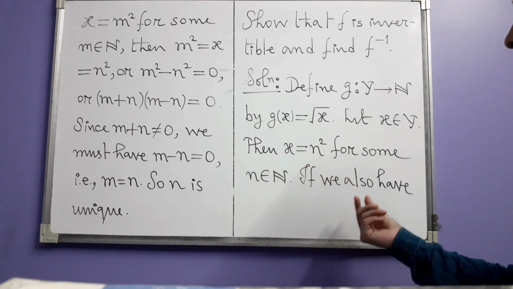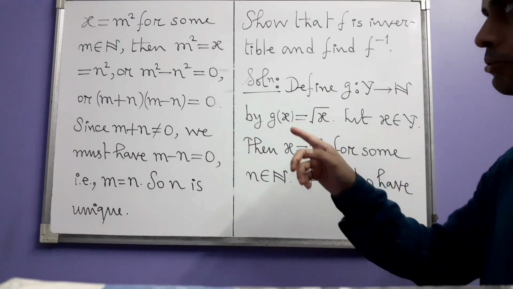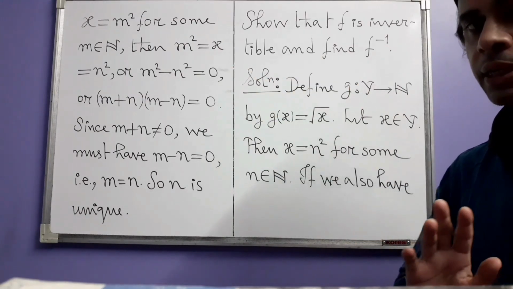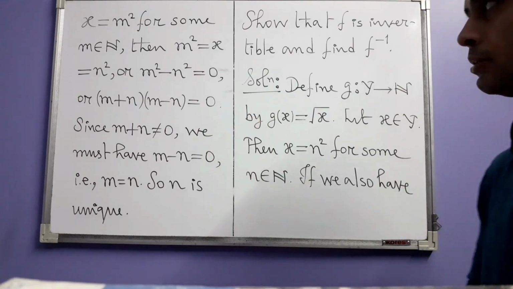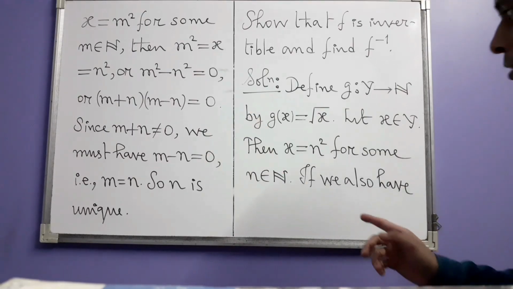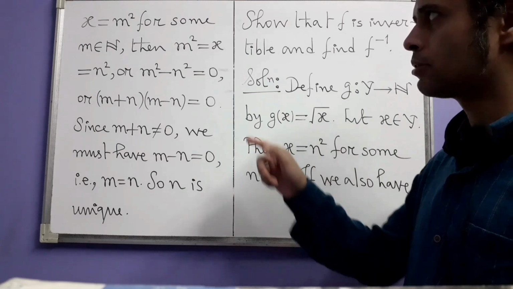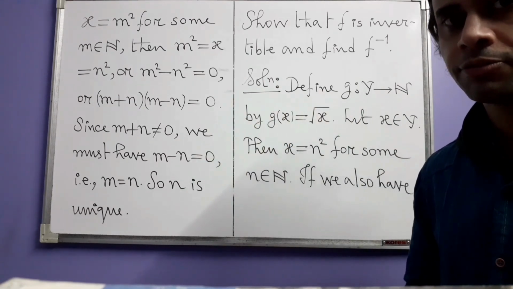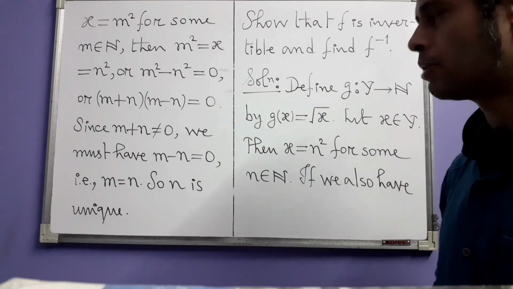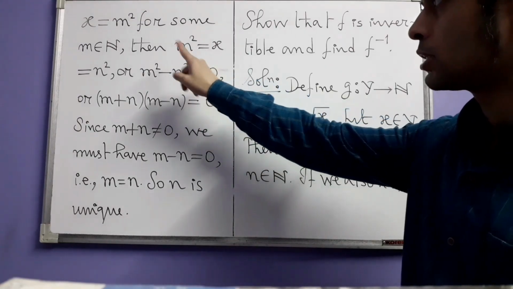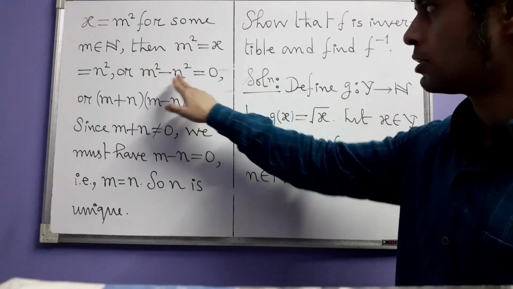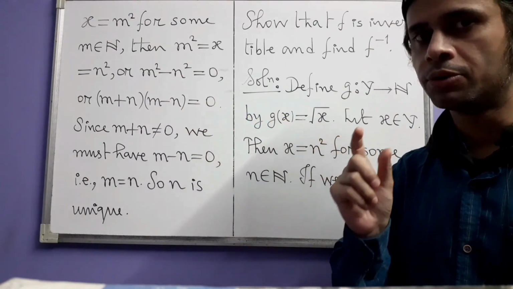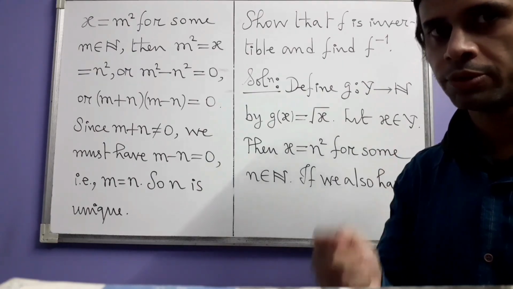Now what will happen if x is simultaneously the square of some other positive integer? And by other I don't necessarily mean something different from n. We are just simply saying that if x is simultaneously n square and m square, where m is also in the set of natural numbers, then what happens? Then m square becomes equal to n square, or this or this. Now note that m and n are both natural numbers, that means they are both positive.